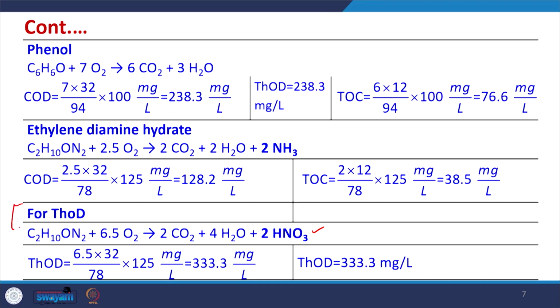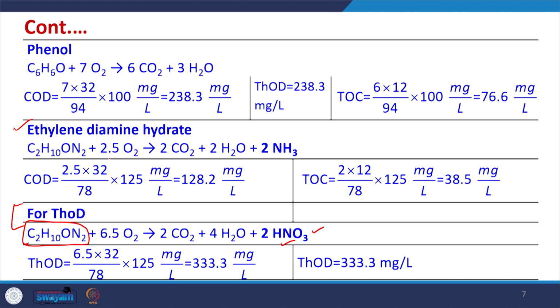Remember, we have not calculated THOD. For calculating THOD we use this equation. So, for ethylene diamine hydrate, for THOD, this equation is used, and here this is the formula for ethylene diamine hydrate. We see here that there are 2 moles of nitrogen, and we have studied previously that for each mole of nitrogen, 2 additional moles of oxygen are required when we convert it into HNO3.